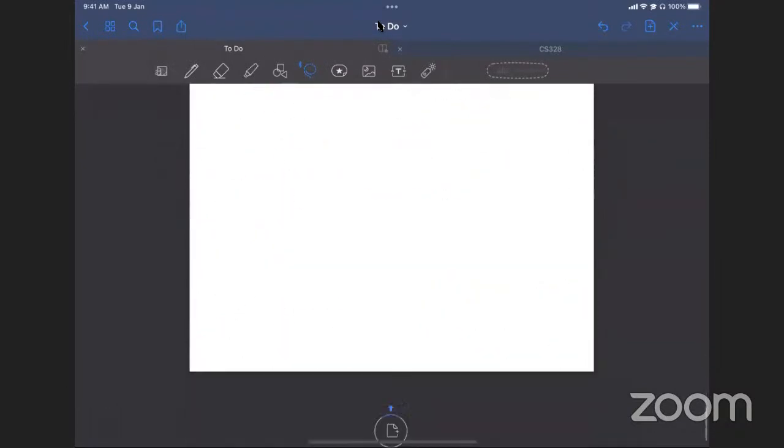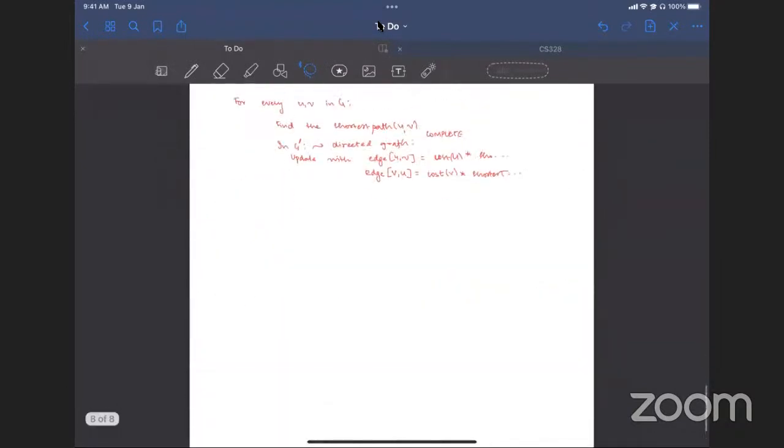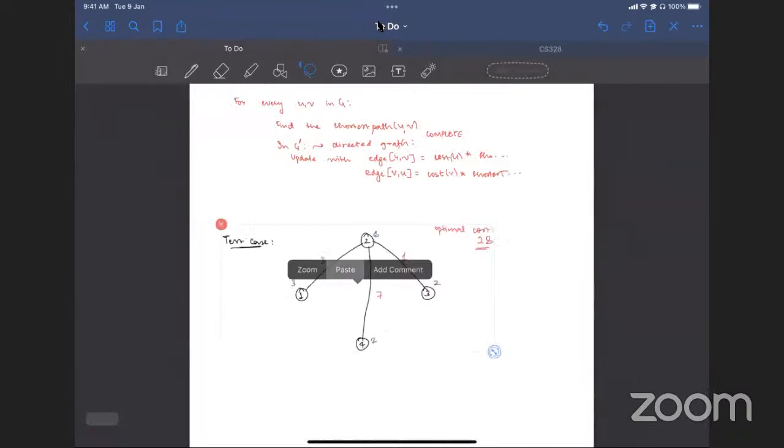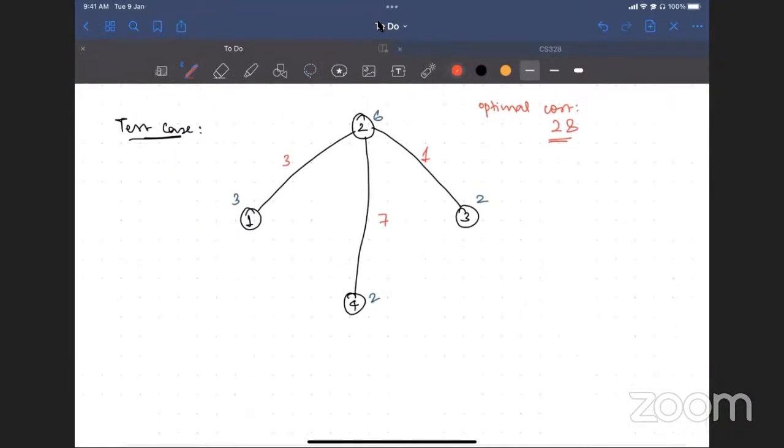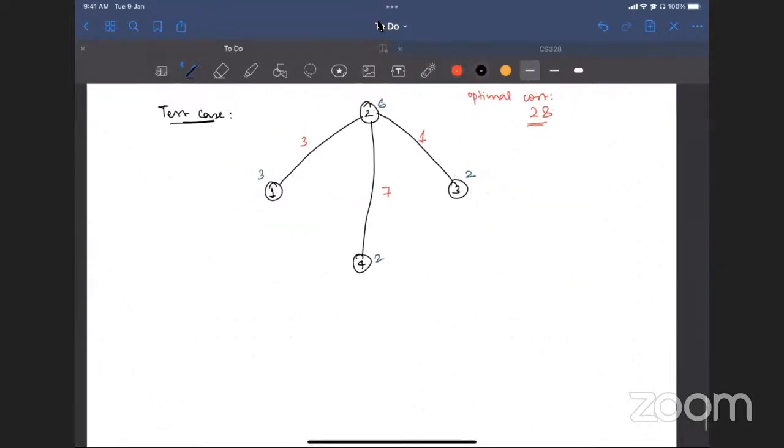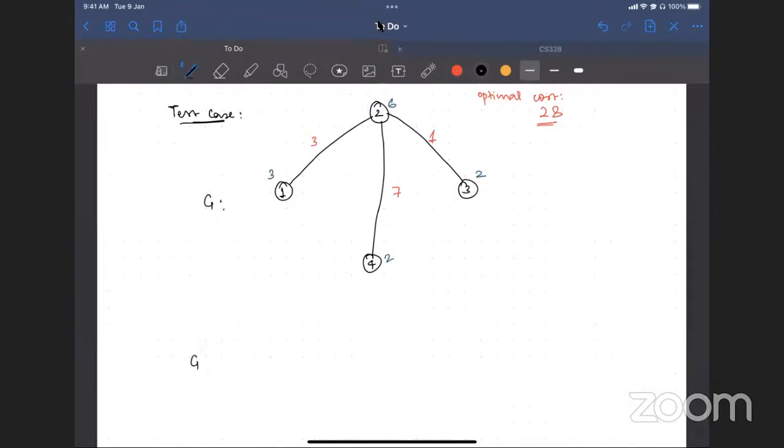I'll just copy this so we can run this algorithm here. Okay, so let's try with this. This is one of the test cases, and the answer is given as 28 for the optimal cost. The numbers 3, 6, 2, 2 that are in blue represent the fueling cost at every vertex, and 3, 1, 7 which are in red are the cost you need to pay for traversing an edge. Right. So let's build a network out of this. So this is G dash. I'll let you build the network.